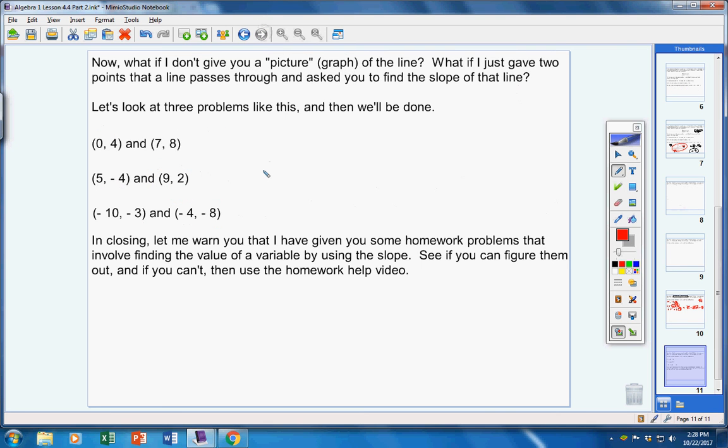Now, in closing, let me warn you that I have given you some homework problems that involve finding the value of a variable by using the slope. Sorry for yawning. See if you can figure them out. If you can't, no problem, then use the homework help video. But those will be some good, extra challenging problems for you students. If you have any questions, don't hesitate to contact me.